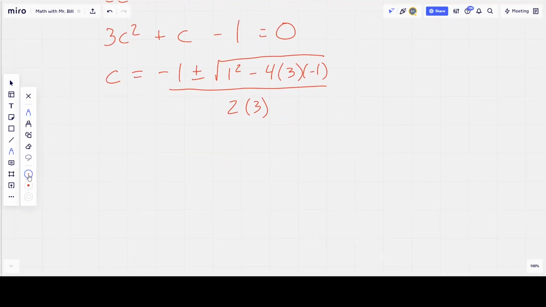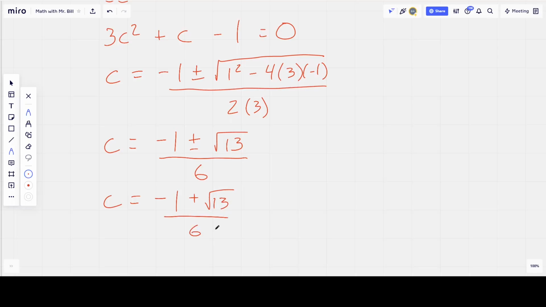So let's simplify that down a little bit. So we get c is equal to -1 plus or minus the square root of 13, because 4 times 3 is 12, times -1 is -12, so 1 minus -12 is 13, all over 6. So we get two different values. c is equal to -1 plus rad 13 over 6, and then c is equal to -1 minus rad 13 over 6.